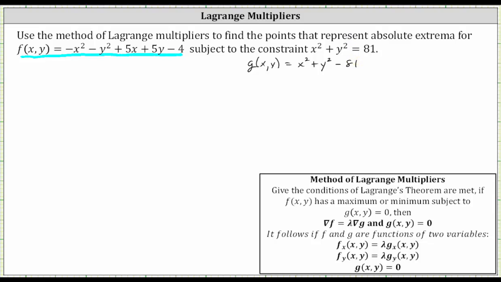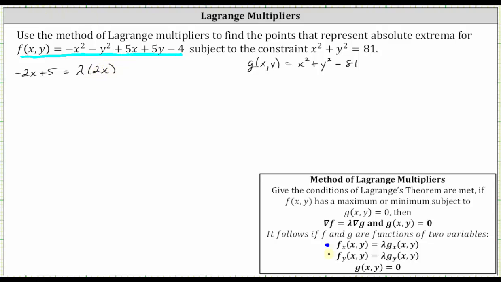And now let's work on setting up the first equation given by the partial of f with respect to x equals lambda times the partial of g with respect to x. So for the partial of f with respect to x, we differentiate f with respect to x, treating y as a constant, which gives us negative 2x plus 5 equals lambda times the partial of g with respect to x, which is equal to 2x.